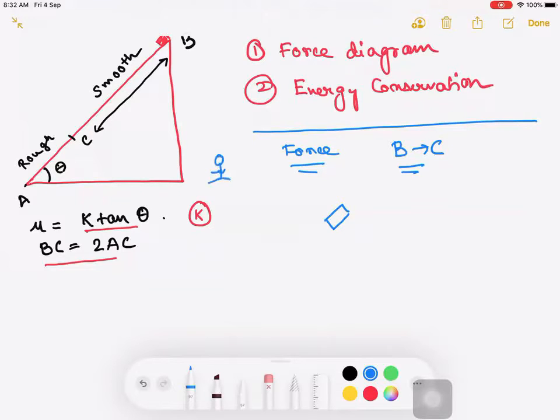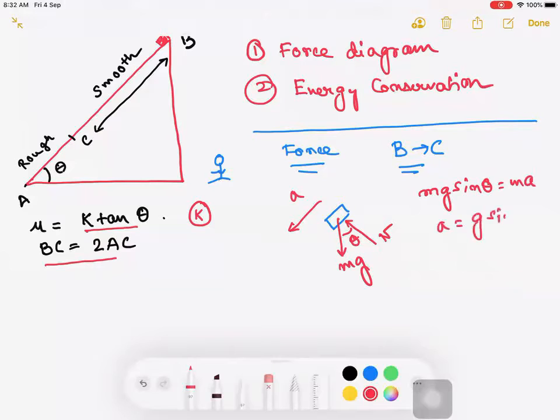So there would be no pseudo force, and the forces would be mg downwards. There would be a normal reaction force. This angle would be theta, and there is no other force. But this object would be having an acceleration downwards. Let's call this acceleration a. And from here, you can see that mg sine theta is equal to ma. Hence, a is equal to g sine theta.